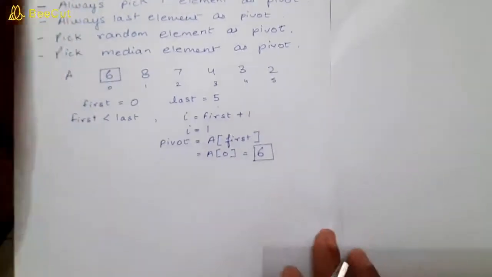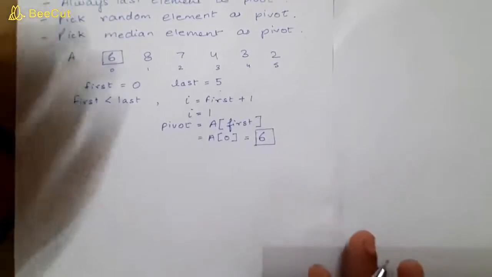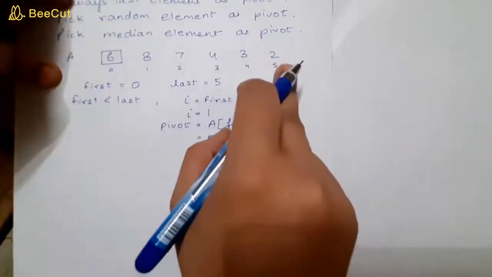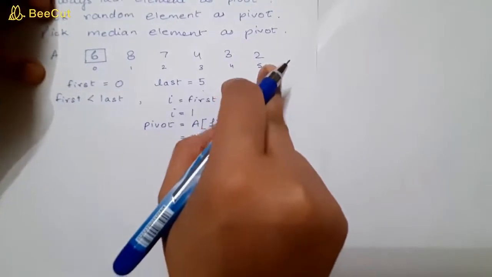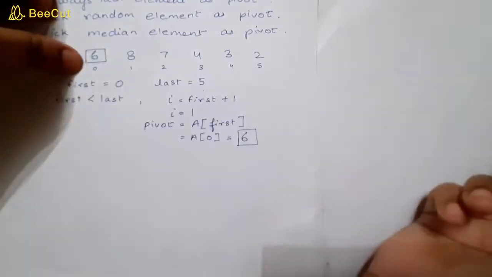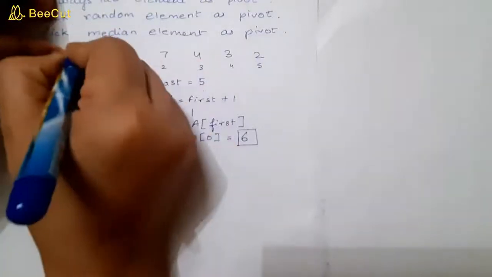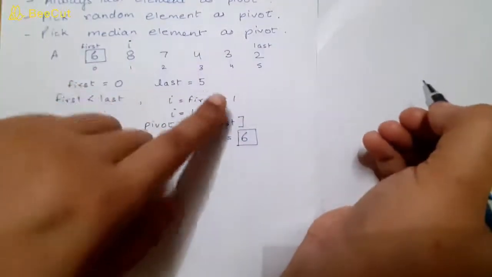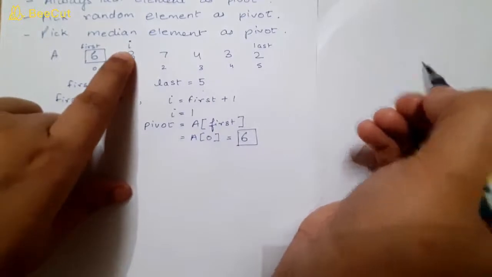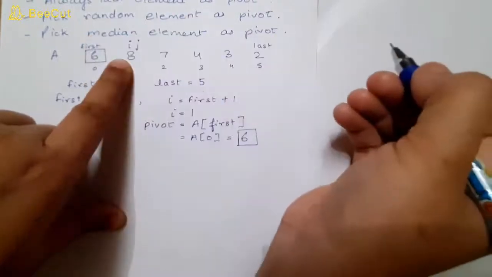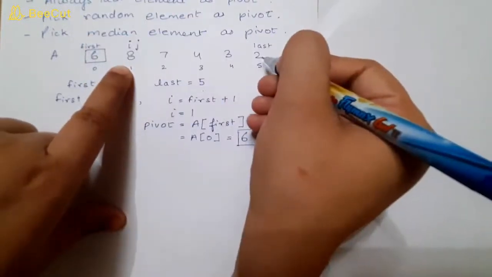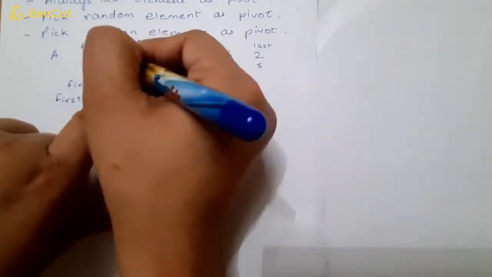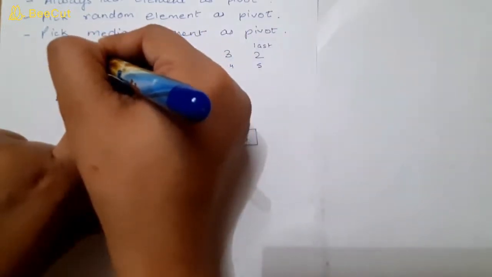Now see what we are going to do. First I'll explain this example. See, this is the array which is given: 6, 8, 7, 4, 3, 2. We have taken 6 as the pivot element. This is the pivot element. This is first, this is last, and this is the value of I. First plus 1 is I. Now we'll start the j loop from here only, also from here till last. It should go till last. Each time we are going to compare it with the value of pivot.